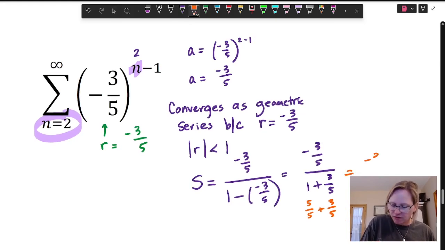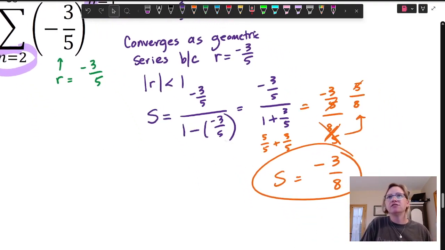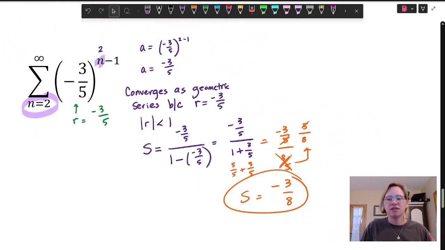So I'll have -3/5 divided by 8/5. Flip, multiply by that reciprocal. The 5's will cancel, and my sum is -3/8. So again, geometric series, this is how we want to be able to find those sums and determine if the series converges.